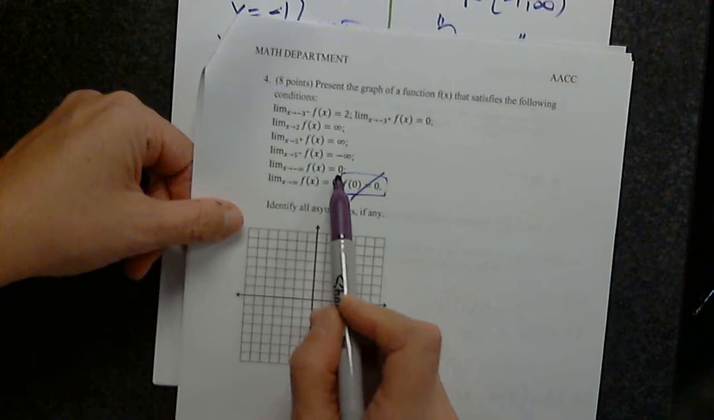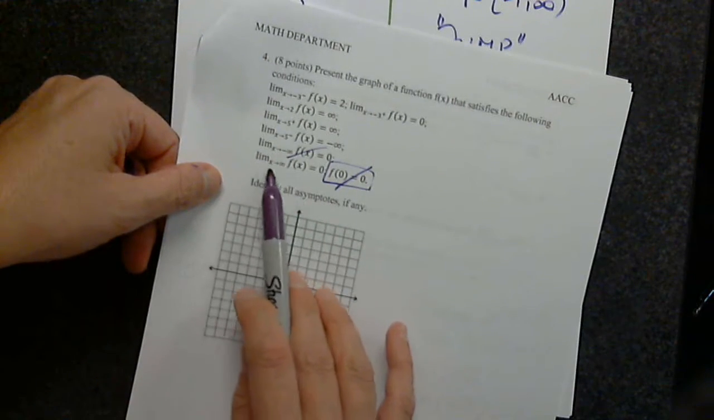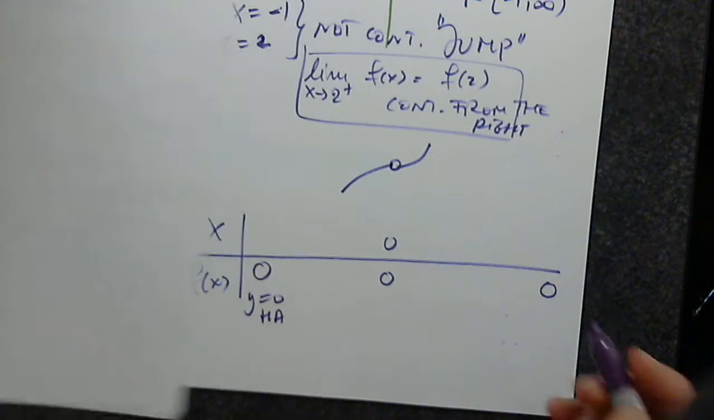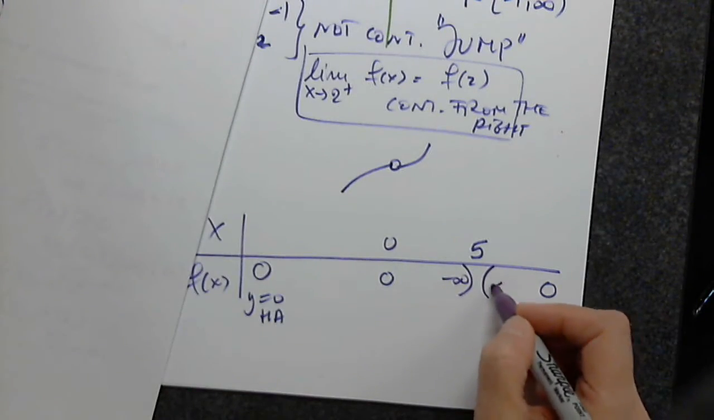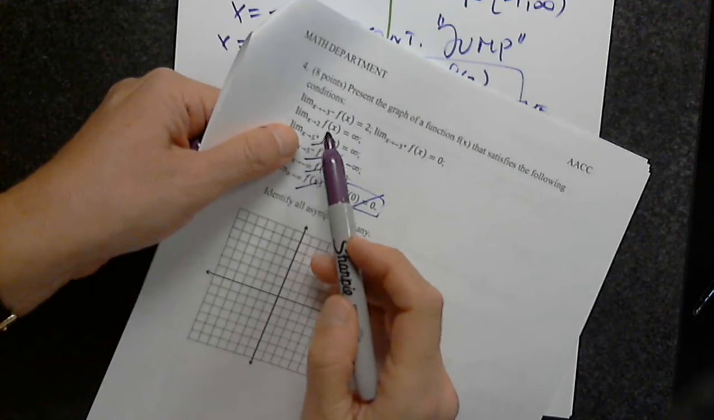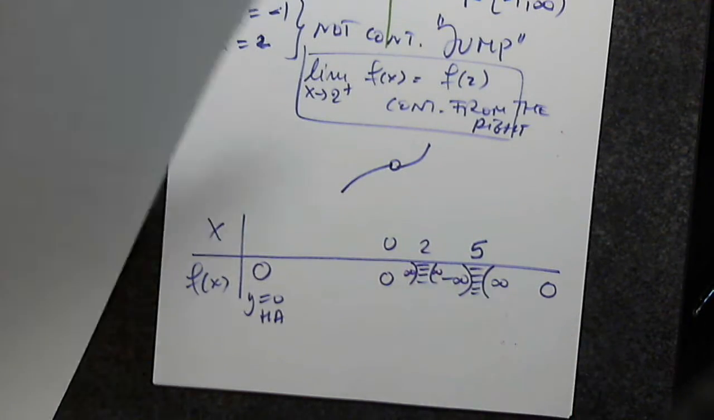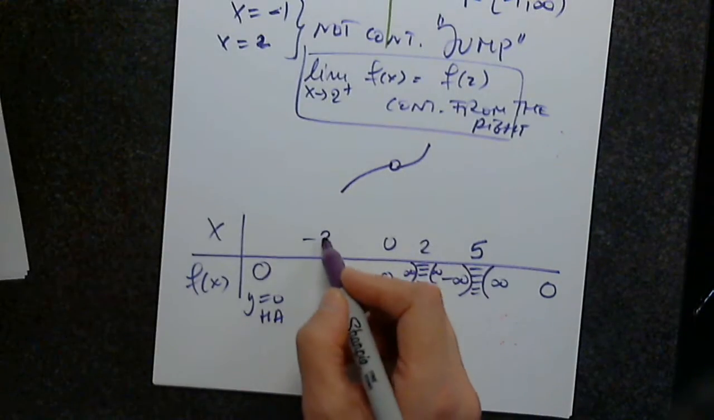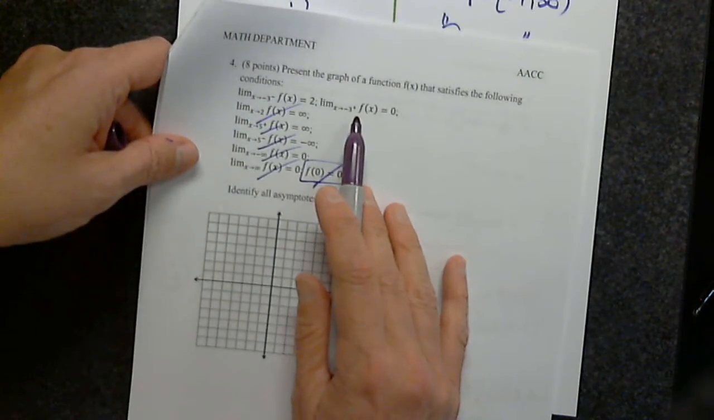Limit as x approaches negative infinity of f of x is 0. Y equals 0, horizontal asymptote. Limit of f of x when x approaches infinity is 0. Now I see 5. Okay. Limit of f of x as x approaches 5 from the left is negative infinity. 5 from the right, positive infinity. I see the limit of f of x as x approaches 2 from either side is infinity. Negative 3 from the left is 2. Negative 3 from the right is 0.